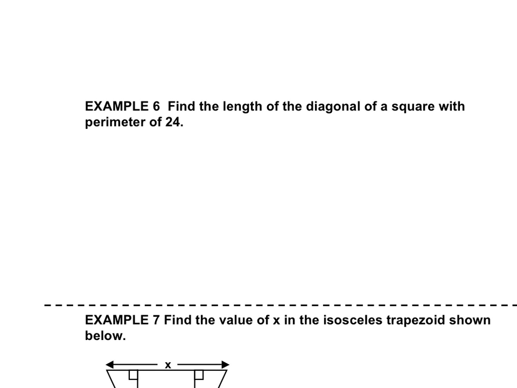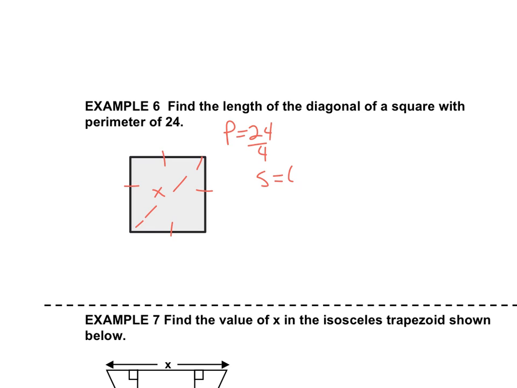It says the length of a diagonal of a square. So I'm going to sketch a square real quick. What a perfect square that is. It says find the length of the diagonal. So I'm going to put my x. It says the perimeter is 24, but this is a square, so all the sides are congruent. So I can divide that by 4 to get each side length, so each side is actually 6. So I can put a 6 here.